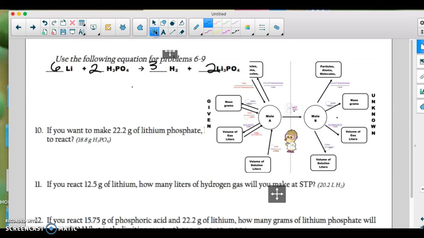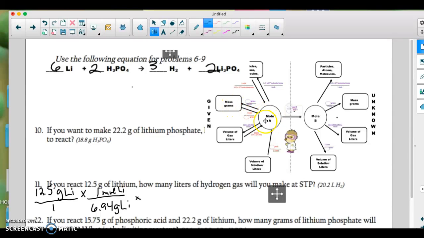So solving the problem, we're going to start with our beginning number, our 12.5 grams of lithium over 1. Molar mass, just from the periodic table, 6.94 grams of lithium. So I just went from here to here.